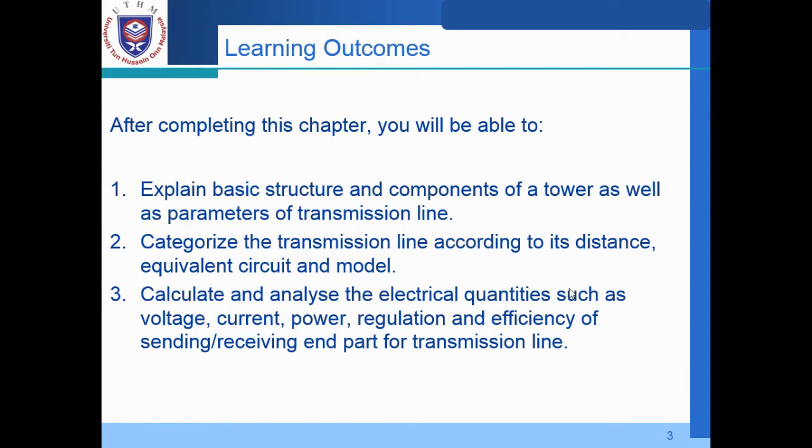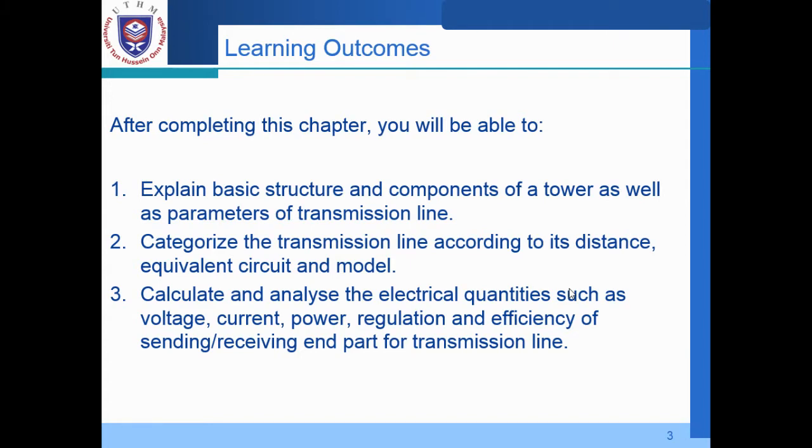So next, you must be able to categorize the transmission line according to its distance. So we do have particularly three types of transmission line due to its distance, whether it is a short line, medium line, or the long line. Each particular line or distance may have their respective equivalent circuit as well as model for further analysis.